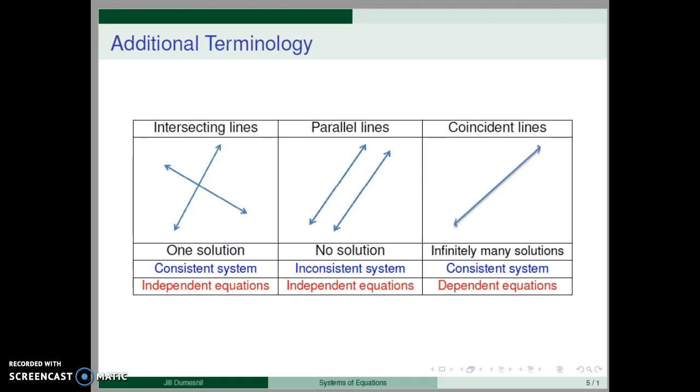Finally, in the third case, where we have coincident lines, or two equations representing the same line, there are infinitely many solutions to the system. Because there are solutions, the system is consistent. However, because the equations represent the same line, the equations are called dependent equations.